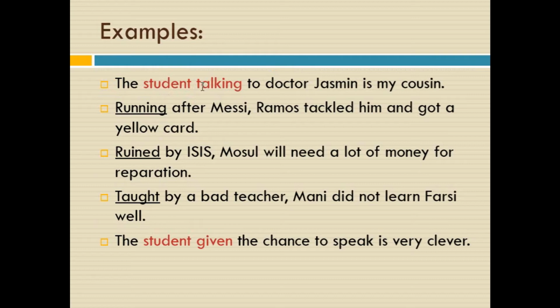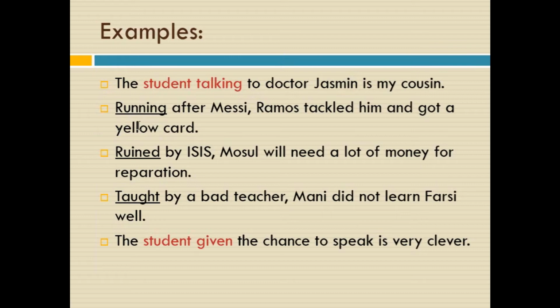This is usually how it is, okay? So what I'm trying to tell you here is that the student who is talking to Dr. Jasmine is my cousin. I don't have commas here because I might have a couple of students and I'm not sure which one it is. So it is a descriptive clause, which means I need the comma to be there. How about my second sentence?